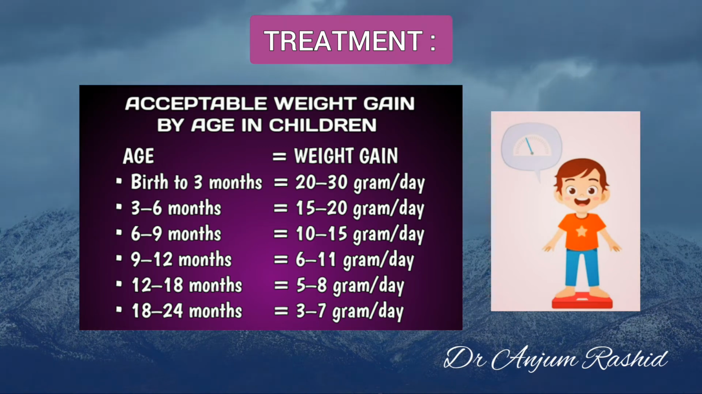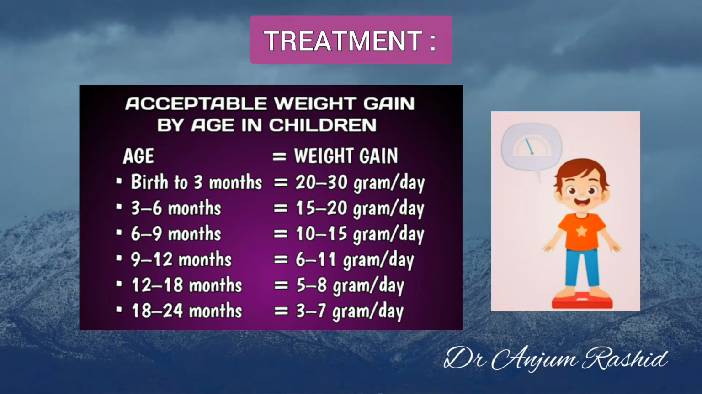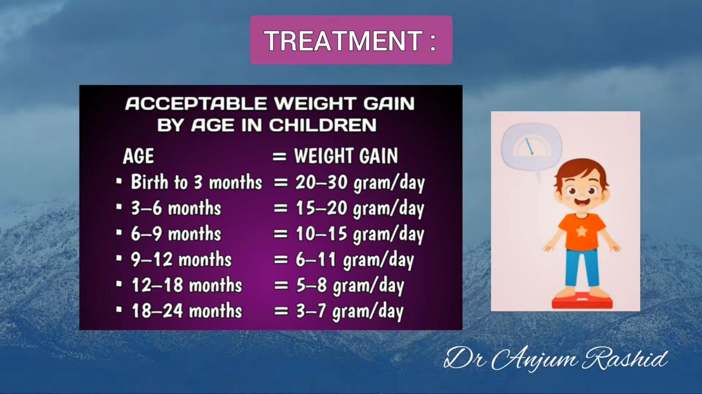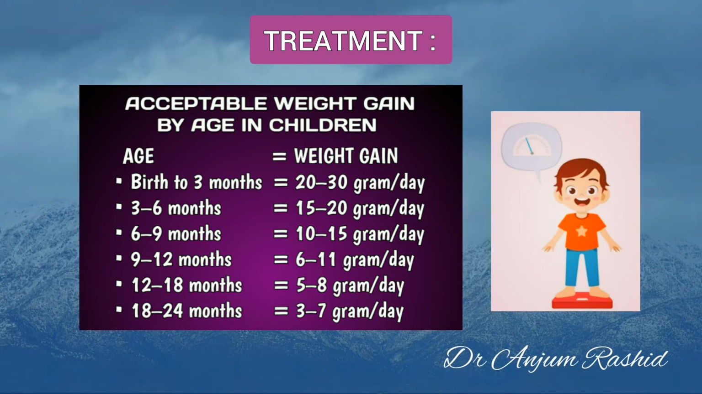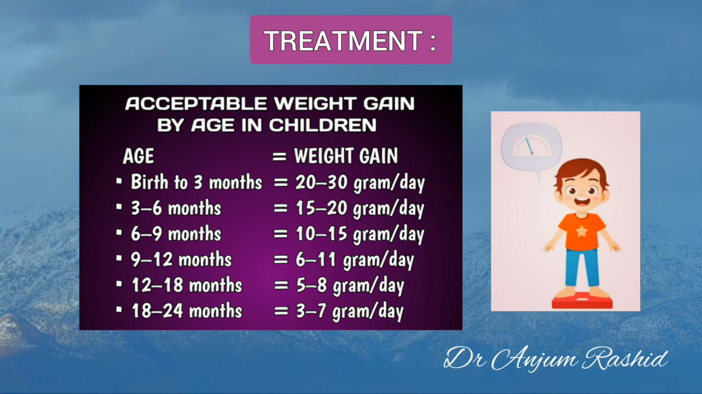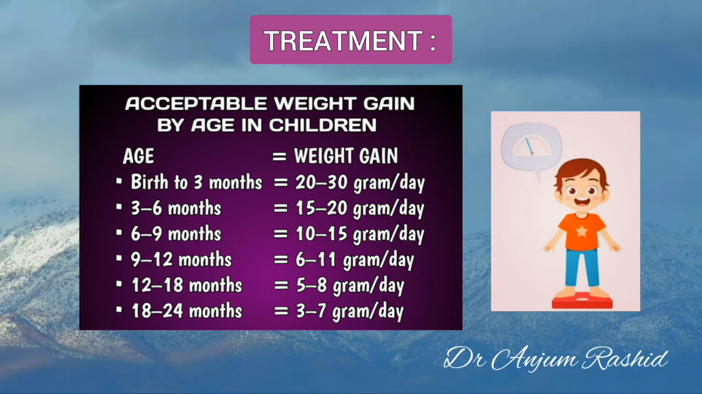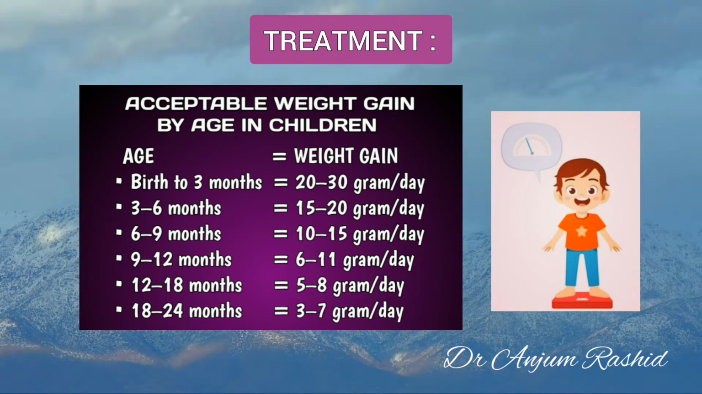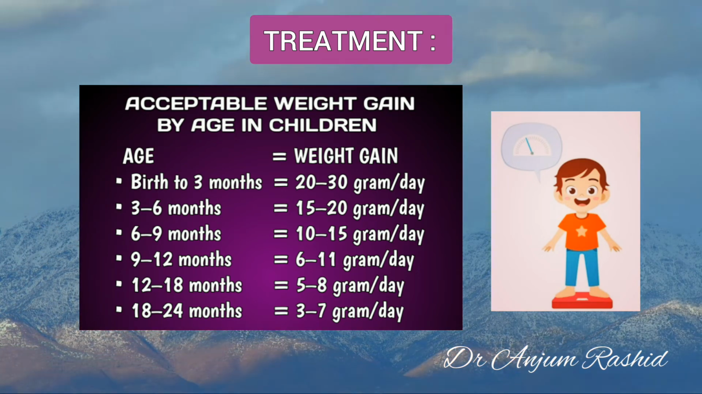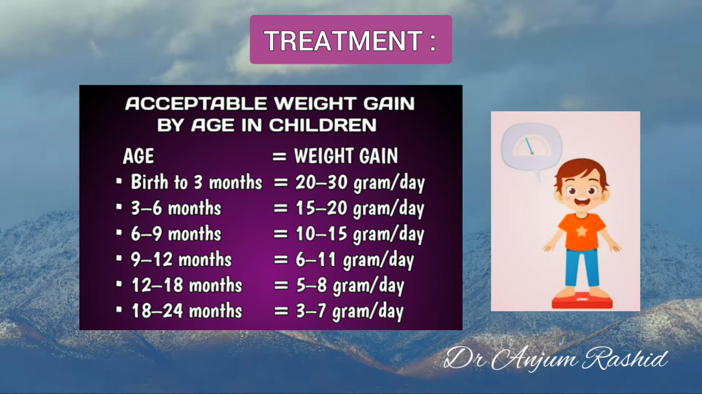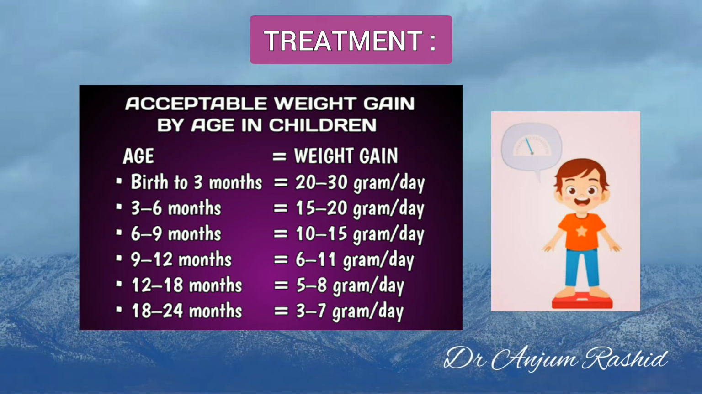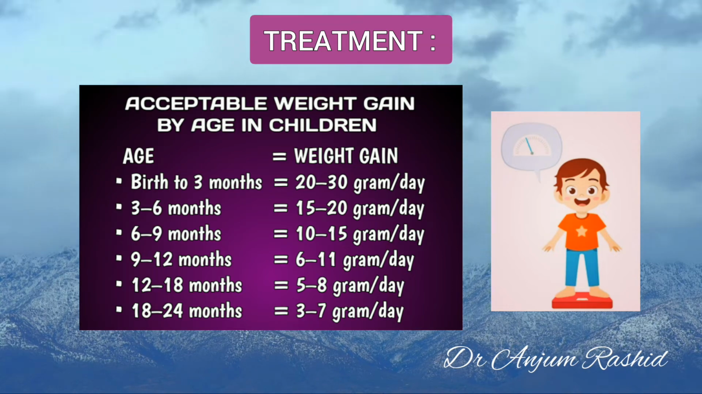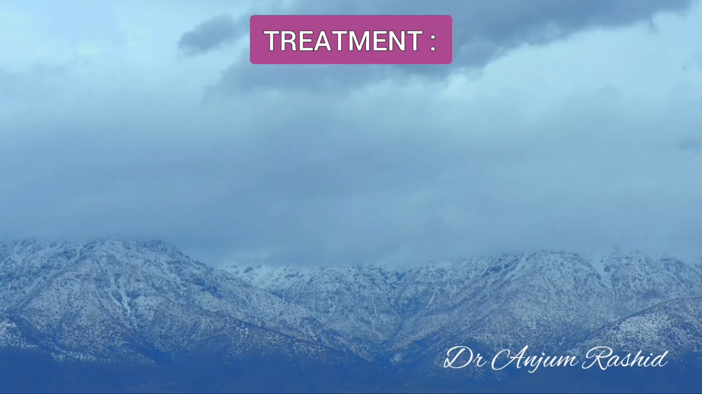From birth to 3 months, it should be 20 to 30 grams weight gain per day. Then 3 to 6 months, it is 15 to 20. From 6 to 9 months, it is 10 to 15. From 9 to 12 months, it is 6 to 11. From 12 to 18 months, it is 5 to 8. And in children from 18 to 24 months, it is 3 to 7 grams weight gain per day.